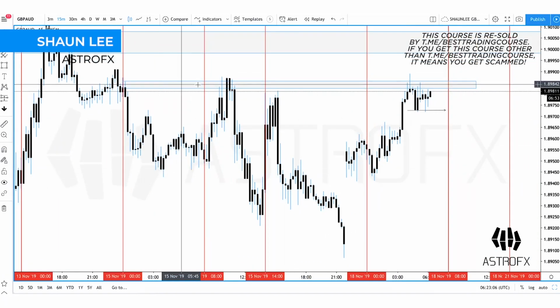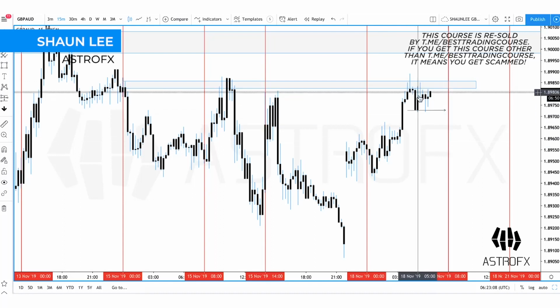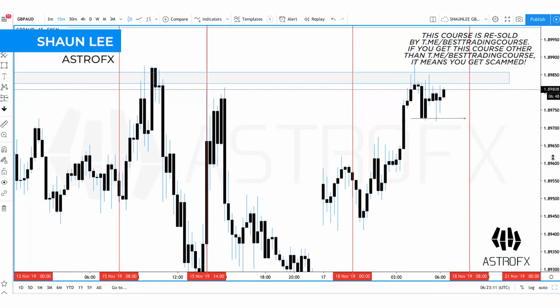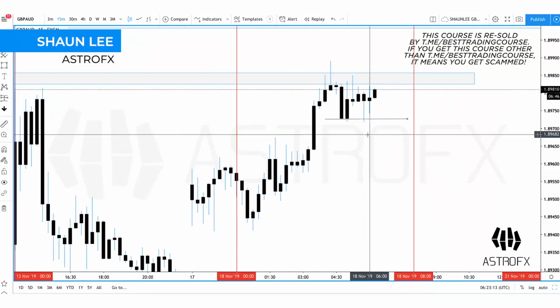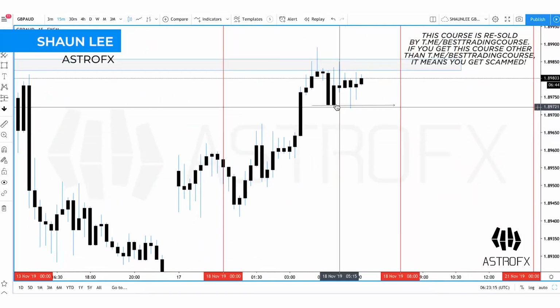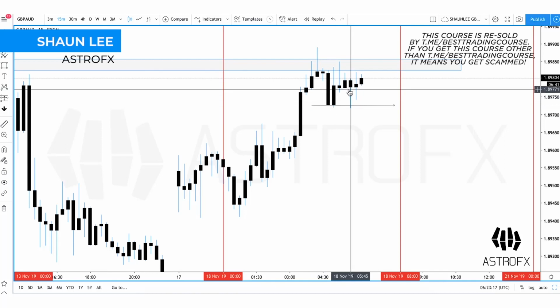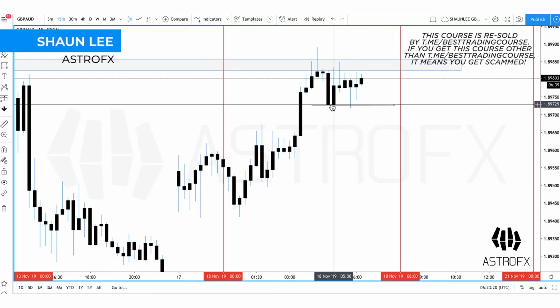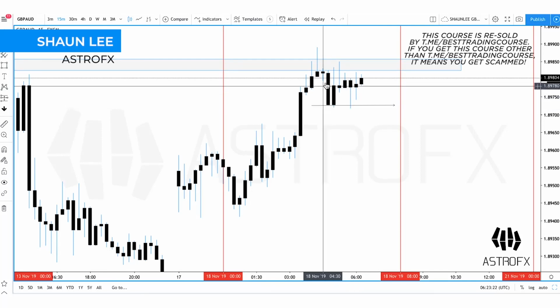We've had a few tests into the previous area, and now what I'm more or less waiting for on the 15-minute time frame is a breach and break. This area needs to be broken. As you can see, we tested it once. This is an intraday low here, intraday area support.